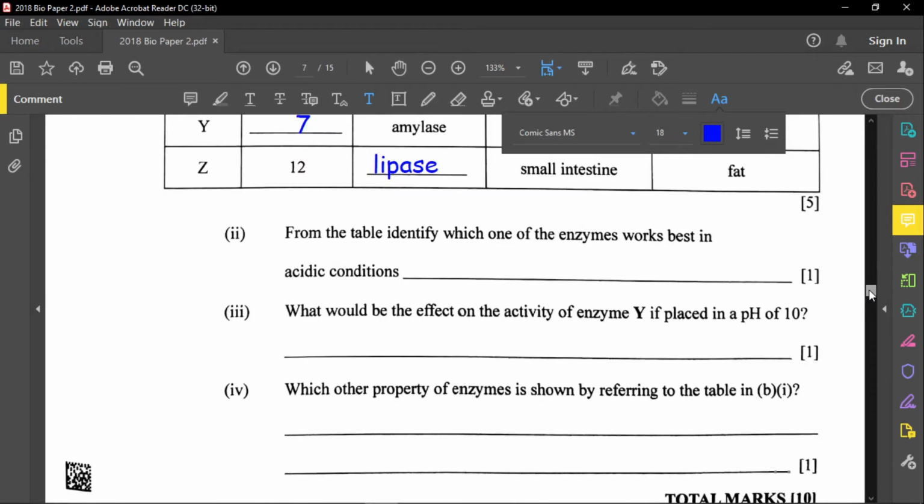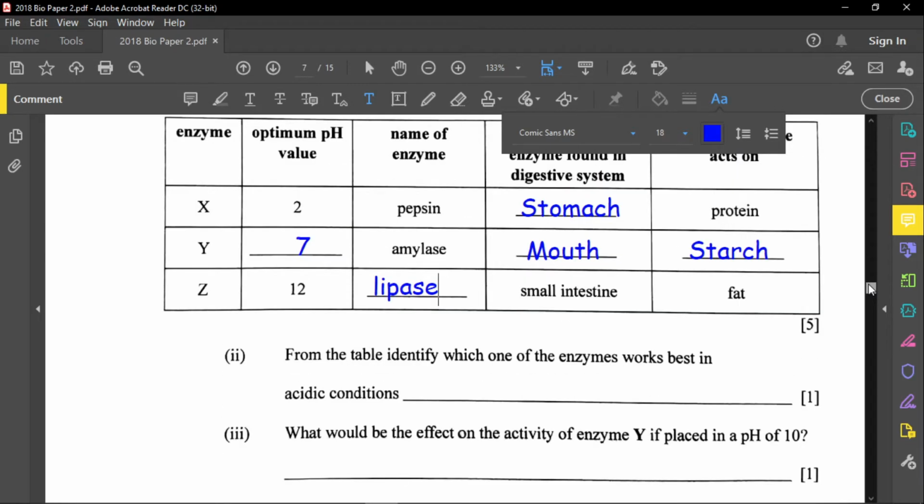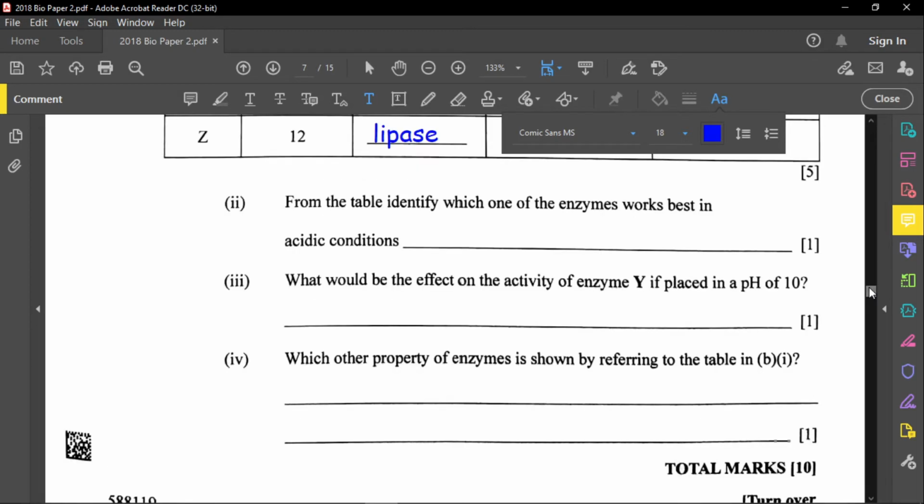All right. Now this part of the question says, from the table, identify which one of the enzymes works best in acidic conditions. If you look at the acidic conditions, there is pH below 7, and so that is enzyme X. Acidic condition will be enzyme X. Okay, and enzyme X based on the table is also called pepsin, so it's pepsin as we know it.